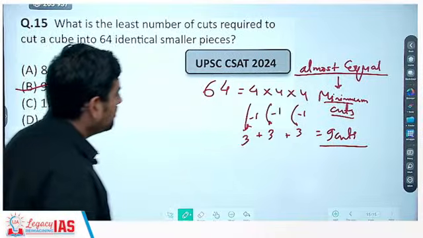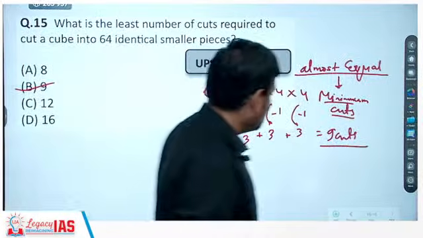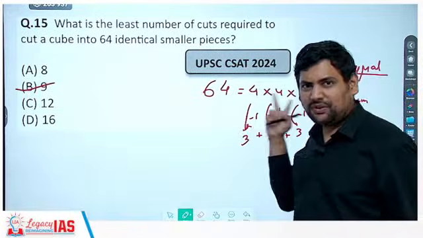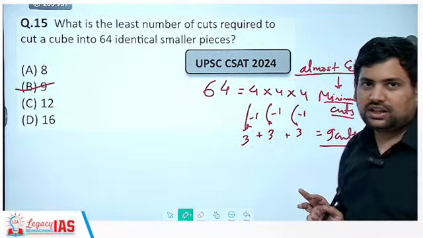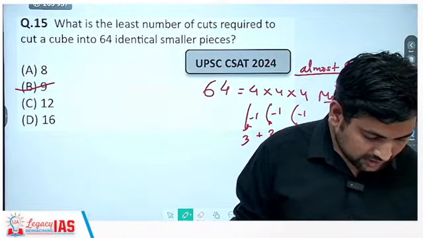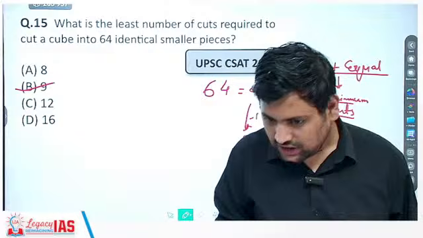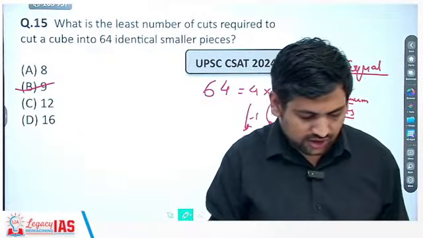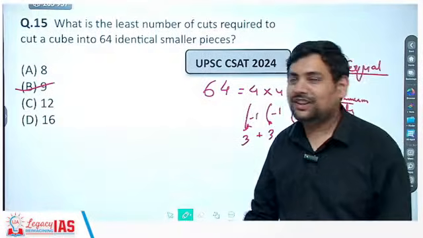So this is how you usually do it: you just write it as a cube of something, and then just minus 1, minus 1, minus 1. Understood? So this was the last thing that we had to learn, the number of cuts. With this, we are done with our lecture on dices and cubes.